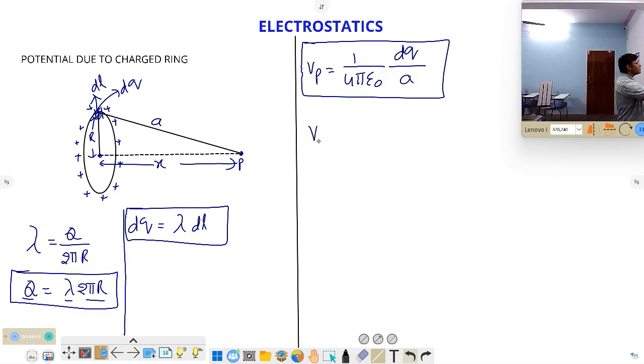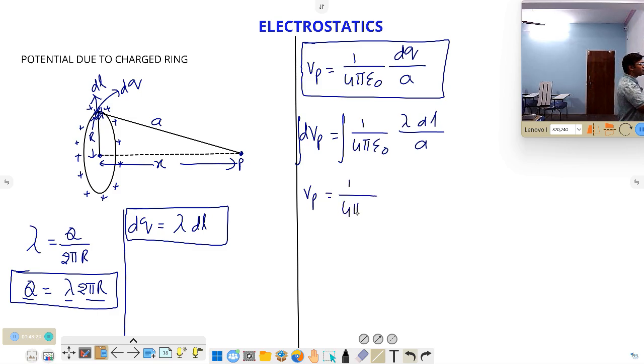That is nothing but dV_P is equal to 1 by 4 pi epsilon naught into lambda dl by A. For the small elementary portion, the potential is also small, that is dV_P. Now you can integrate this on both sides. Integral dV_P is the potential V_P. Now 1 by 4 pi epsilon naught is constant, so no integration; lambda by A, in this case A is also constant, you can take it outside, because the distance of the point is the same.